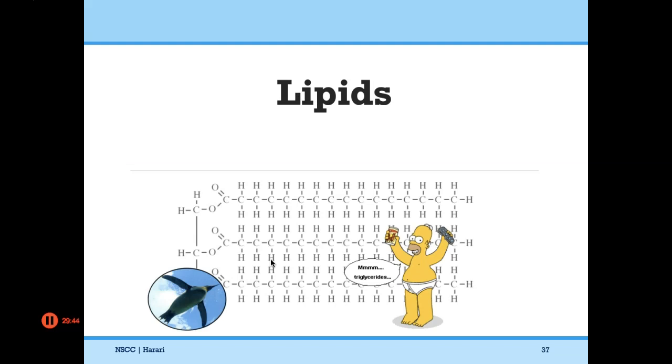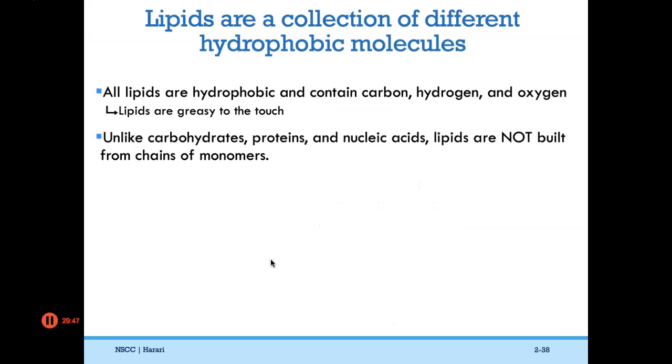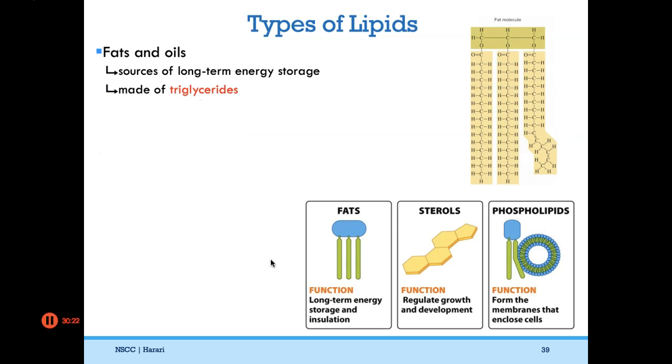So now we'll talk about lipids next. Lipids are a collection of different hydrophobic molecules. So all lipids are hydrophobic, meaning they're greasy. And all of them have carbon, hydrogen, and oxygen. So they have the same elements as carbohydrates, but they have very different structures, so they have very different properties. And unlike carbohydrates, proteins, and nucleic acids, the other biomolecules, lipids are not built from repeating chains of monomers. So lipids are not polymers. So keep that in mind.